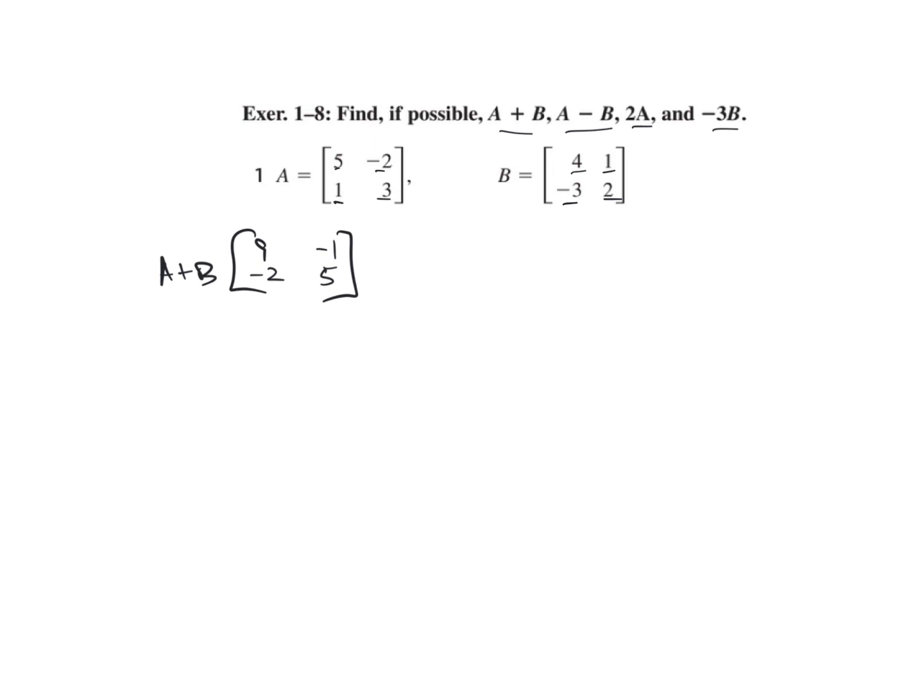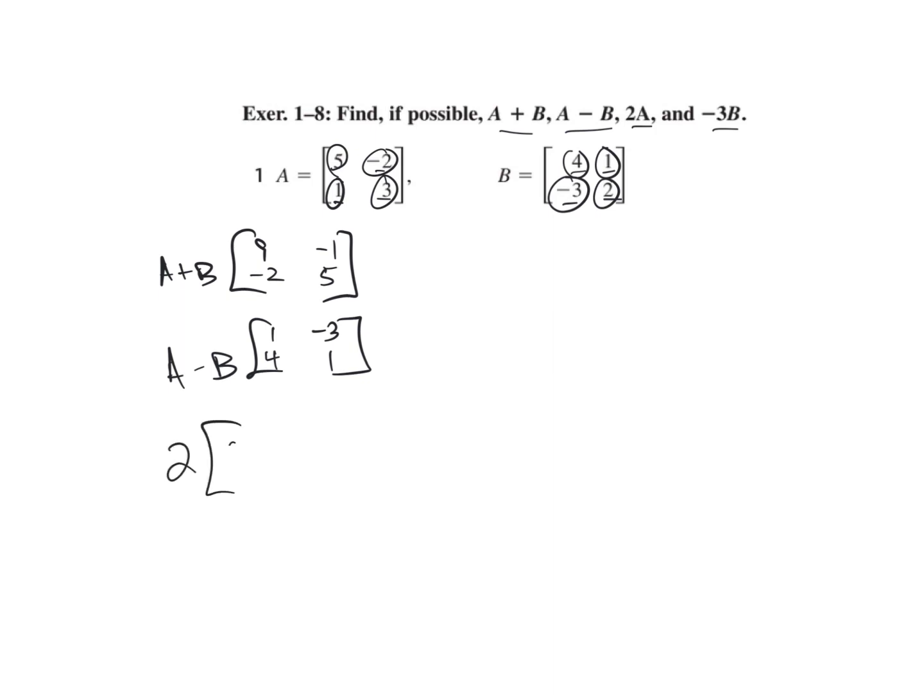All right, so let's do a minus b. Okay, a minus b. 5 minus 4 is 1. -2 minus 1 is -3. 1 minus -3 is 4. And 3 minus 2 is 1. So that's how you do the subtraction. Just each entry subtracted. Okay? And now let's do 2a. 2 times 5, -2, 1, and 3. So what do we get? We get 10, -4, 2, and 6.